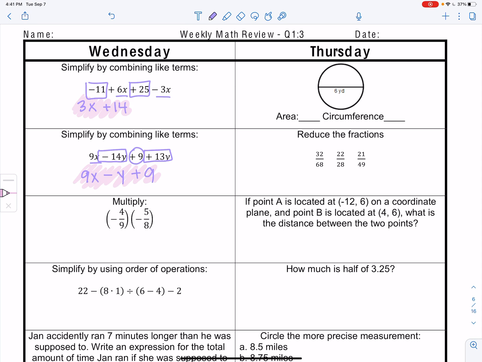Moving on, we're just multiplying. When you multiply fractions, you just multiply straight across. A negative times a negative is a positive, and so you just multiply straight across. So we have 4 times 5 is 20, and 9 times 8 is 72. You need to simplify as well. They're both divisible by 4, so we can divide the numerator and denominator by 4, and we'll get 5 over 18. All right, and that is it for this third one.